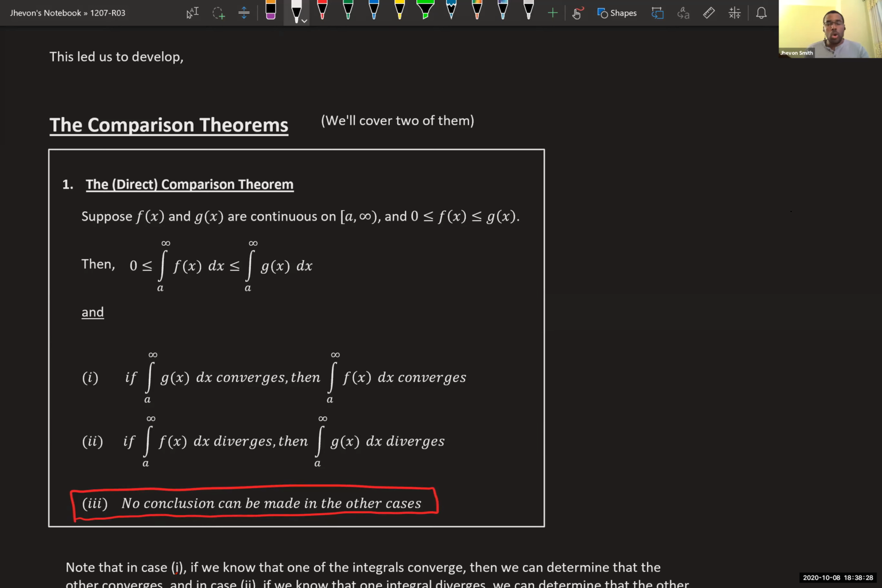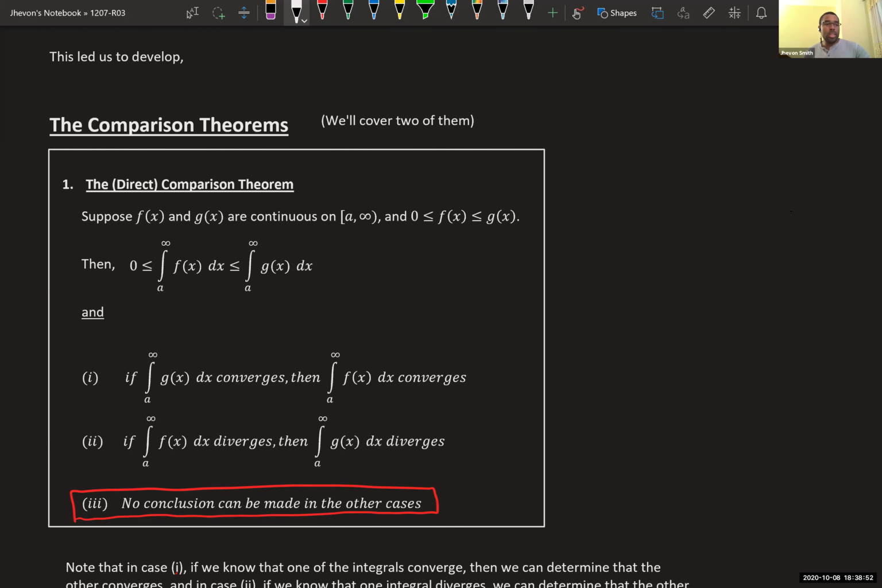Conversely, if my lower integral converges, what does that say about g? Well, nothing. g could still converge to a finite number that's slightly bigger than or equal to what f converges to, or it could go up to infinity. In either case, the inequality will still be respected, right? So you can't make any conclusions in any other scenarios, but in two very important scenarios, you can.